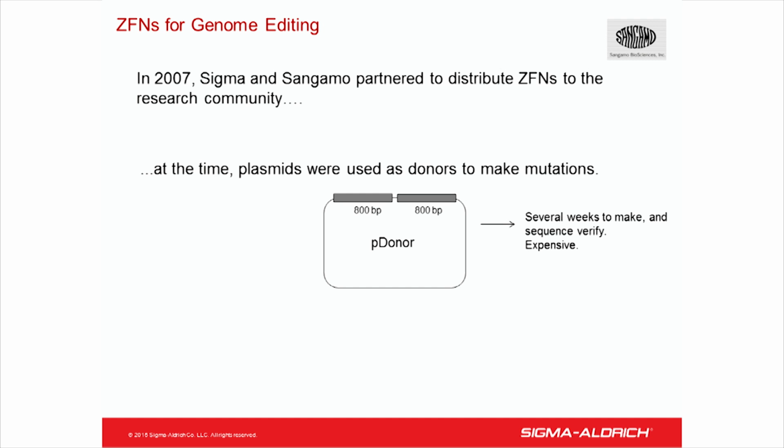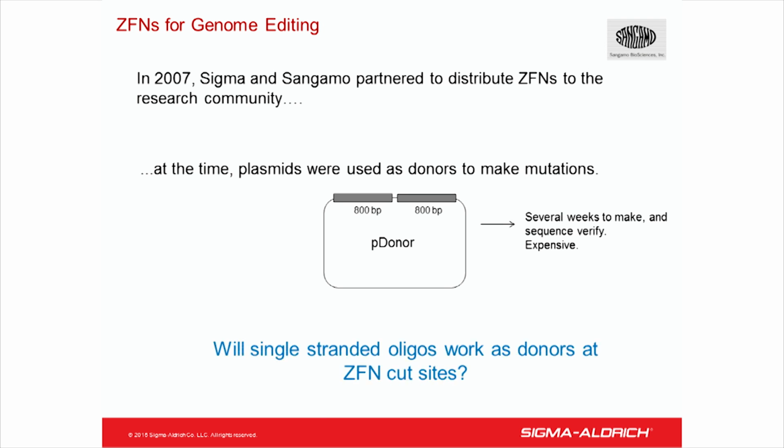So we did this a few times just to get our feet wet with it, learn how it worked. But we were also wondering, will single-stranded oligos work as donors at ZFN cut sites? And we were almost discouraged to try this because it had failed so much in all the previous research in the literature.